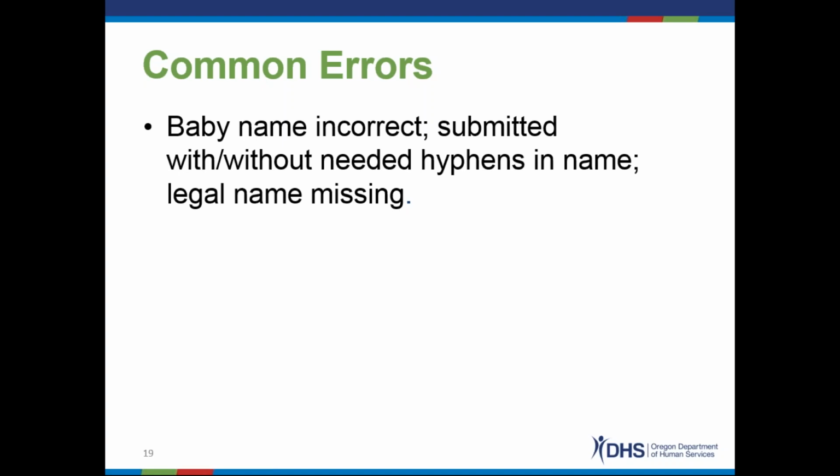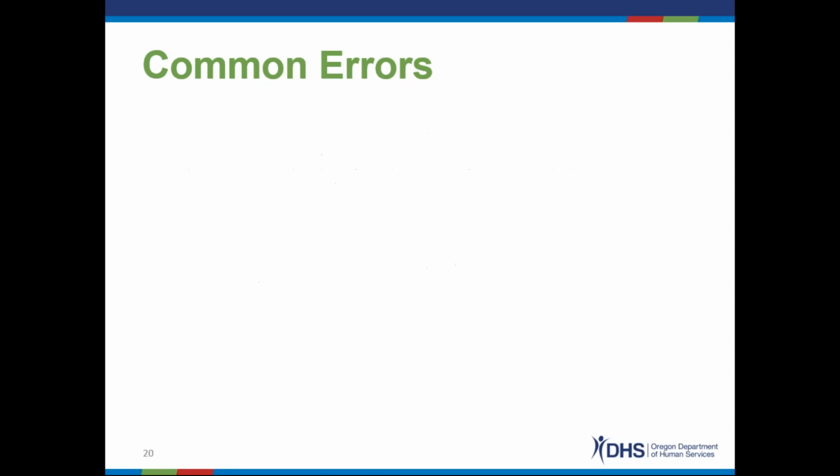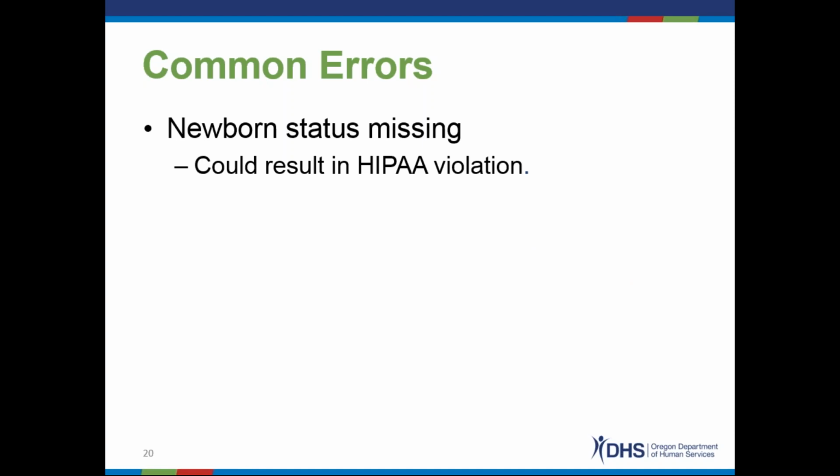So, some common errors we see with the newborn notifications. Baby name is incorrect, so it was submitted with or without needed hyphens in the name, or the legal name is missing. We see mom's prime number is missing. We do need that. Mom's SSN is missing. Now, if she doesn't have one, that's okay. We still would want to provide that prime number. We also see that the newborn status is missing. And I'm going to let Brent talk a little bit about why this could result in a HIPAA violation.